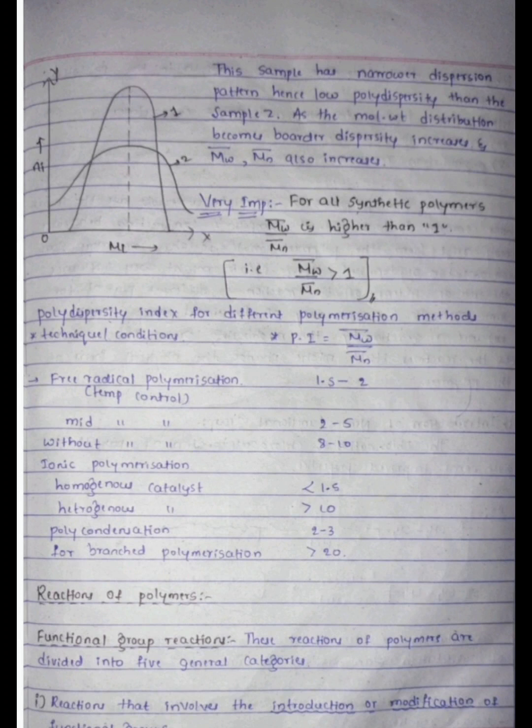As the molecular weight distribution becomes broader, dispersity increases, and the weight average molecular weight and number average molecular weight also increase. You can observe it in the given graph. And for the exceptional case we have for synthetic polymers, Mw bar divided by Mn bar is higher than 1, as you can observe in the slide.